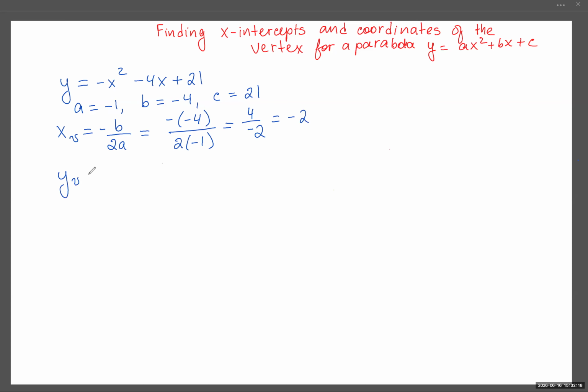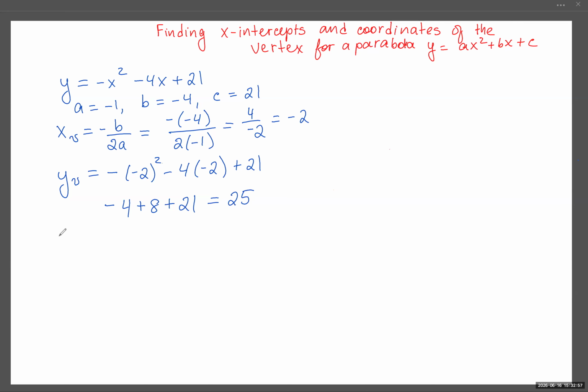Now the y-coordinate of the vertex, you need to plug in the -2 for the x value inside the original function. So negative, and then -2 squared, minus 4 times -2, plus 21. So this negative is still going to be there. -2 squared is +4, then the negative on the front. -4 times -2, that's +8, plus 21. So overall, this is going to be 25.